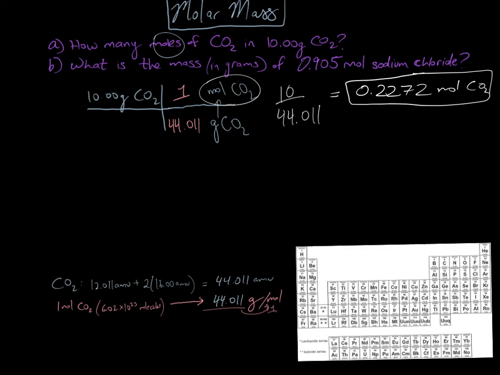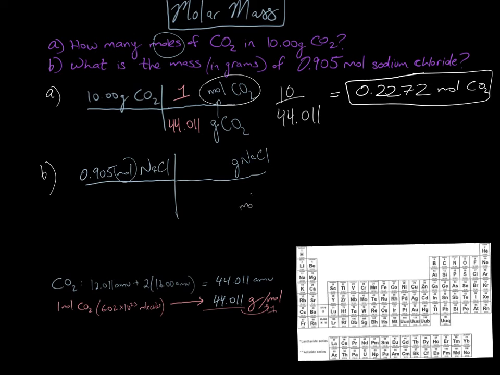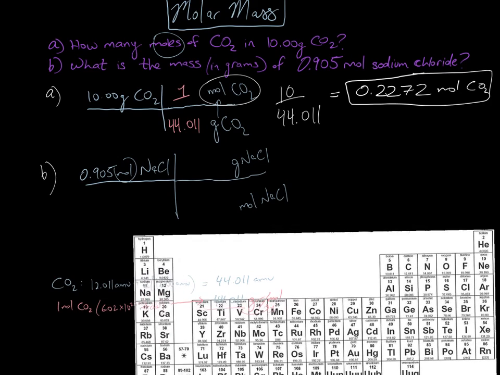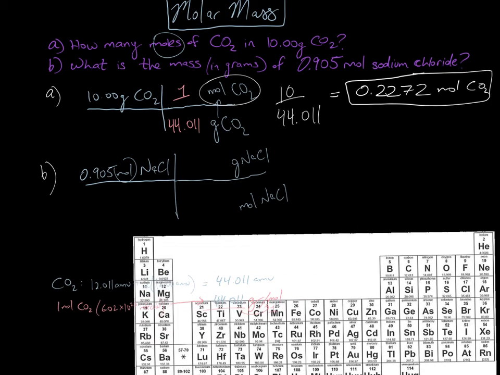Now for B. So this was A, now I'm going to go on to B. I'm given 0.905 moles of sodium chloride, 0.905 moles of NaCl. And I want to get to grams of NaCl. If I have moles here, then I'm going to have moles down here. So how do I get from moles to grams or grams to moles? I use the molar mass, right? So let me blow this up for you, just enough for you to see, and calculate the molar mass of NaCl.